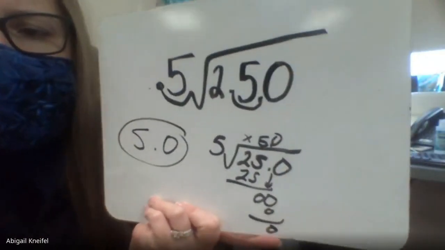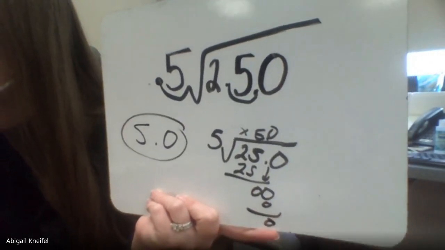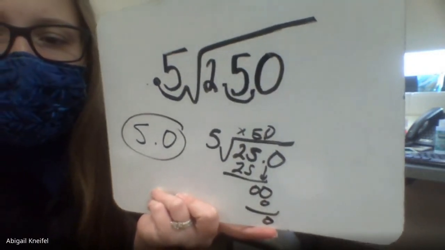5.0 is your answer. Evan, are you working these problems out or are you just chilling? Okay, well, your decimal's in the wrong spot. You have an extra 0. All right.